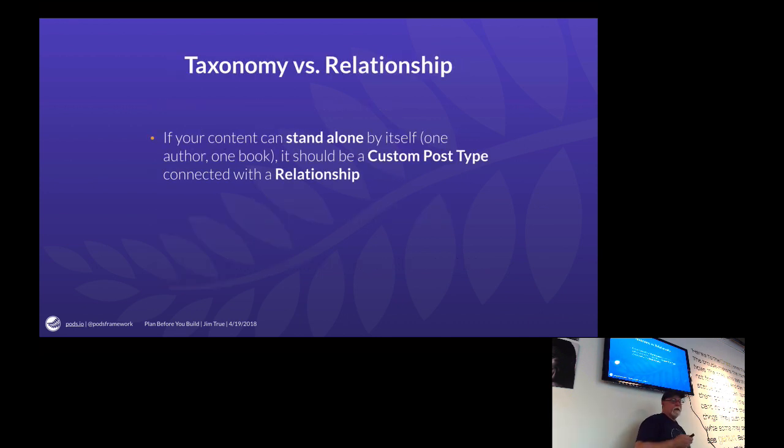So this is one other little bitty thing here. What's the difference between a taxonomy versus a relationship? Well, if your content can stand alone by itself, that means one author, one book, it should be a custom post type, connected to another through a relationship. So like you've got authors, you've got books, those are connected together as a relationship. This author can write multiple books. This book could be written by multiple authors, and that's kind of how you connect them together.